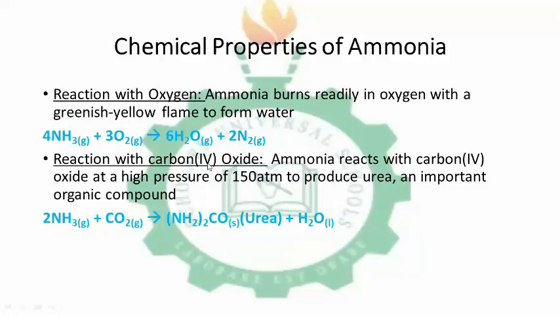Now, to the next chemical property, reaction with carbon 4 oxide. Ammonia reacts with carbon 4 oxide at a high pressure of 150 atmospheres to produce urea, which is an important organic compound. And this is the equation of the reaction. This is ammonia gas reacting with carbon 4 oxide, which is carbon dioxide, to form urea. This is urea, and also forming some water molecules.